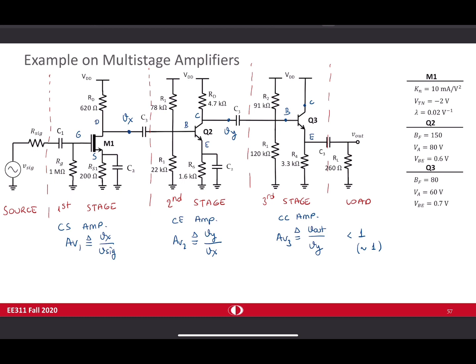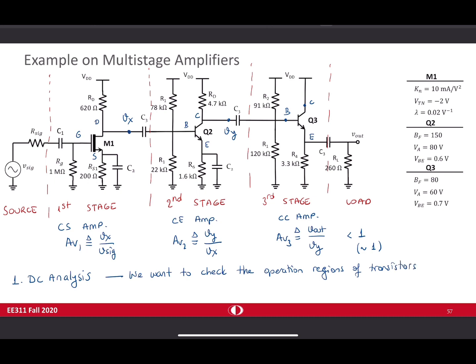The first thing that you should do, of course, is the DC analysis. And why do we do the DC analysis? We have two reasons. First, we want to check the operation regions of transistors.